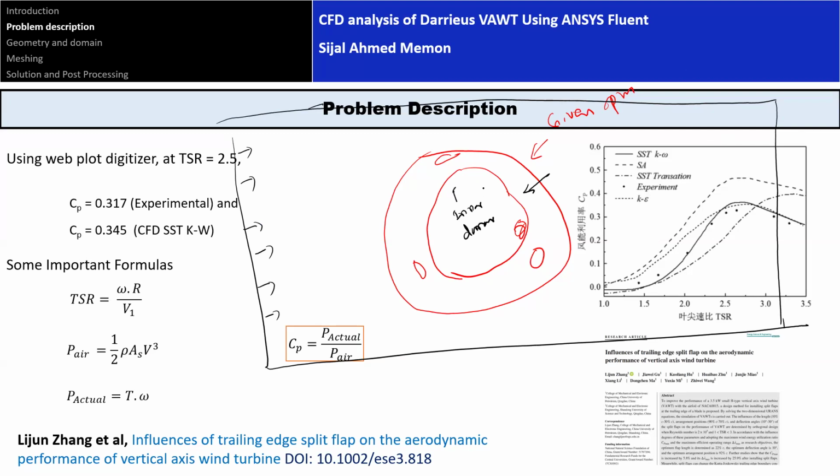So there will be three domains. This one will be fixed and the outside domain will also be fixed. And this domain will be rotating with a given RPM. So there are three domains, two fixed and one rotating. Any questions?